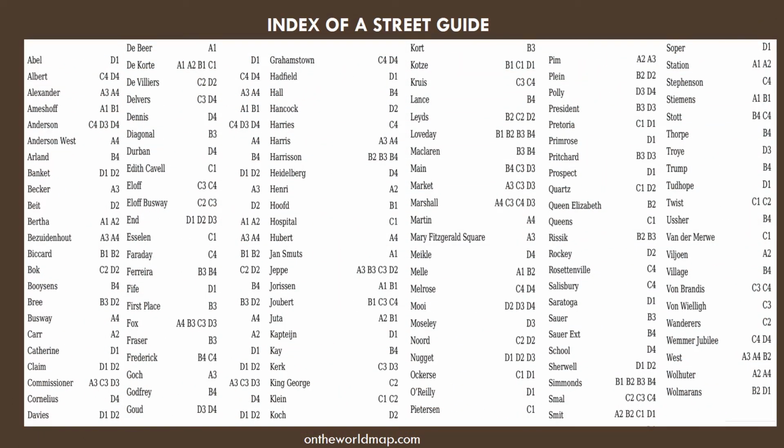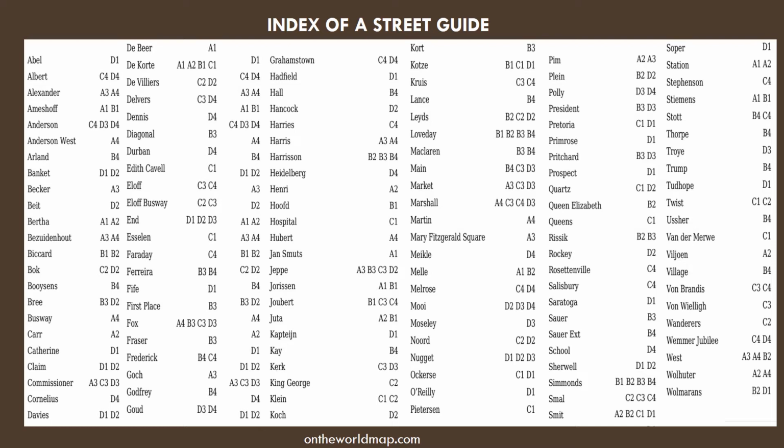And so this is an example of an index that you would find in a street guide. And as you can see, it is in alphabetical order. And for each of the streets, you have grid squares. Some of the places, for example, Abel only has one grid square, whereas there are places like Fox, which have 4 grid squares. Fox fills up A4, B3, C3, and D3.